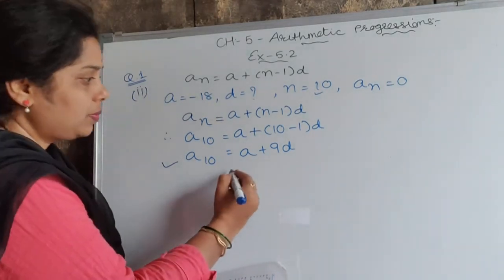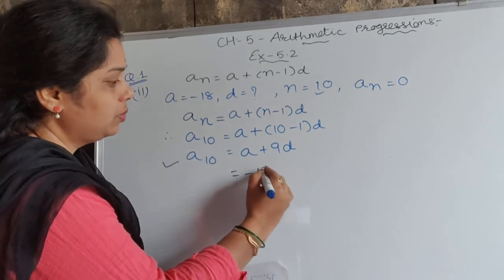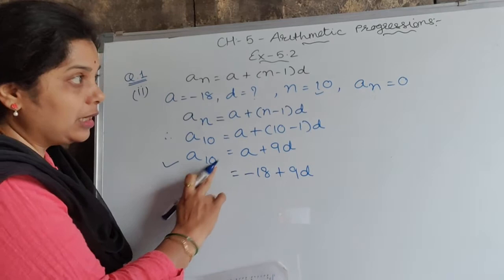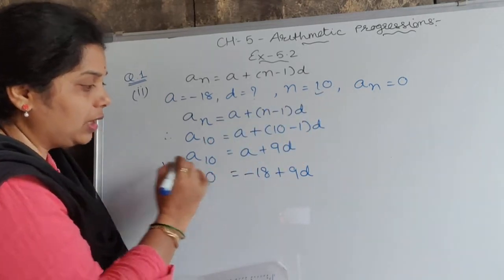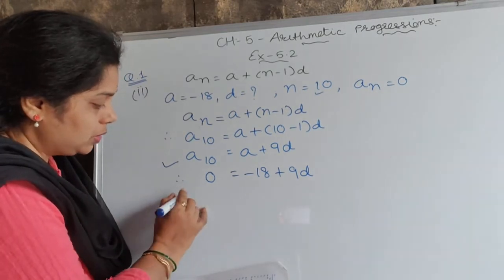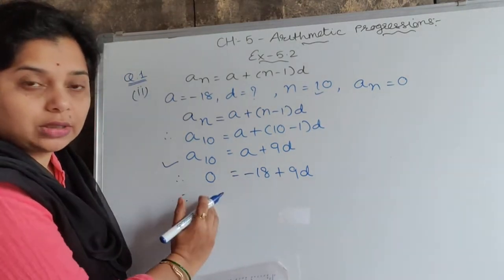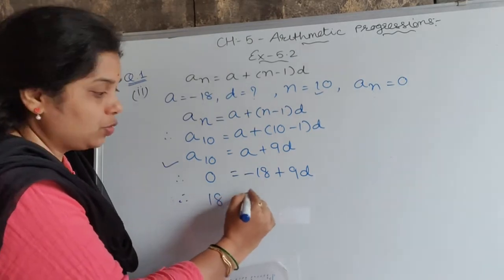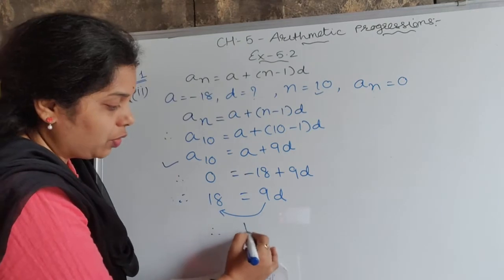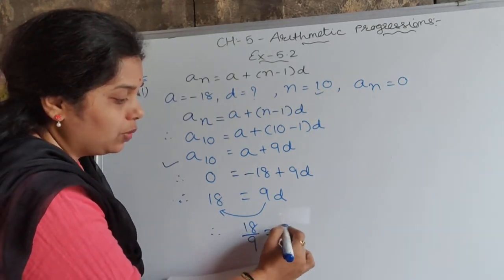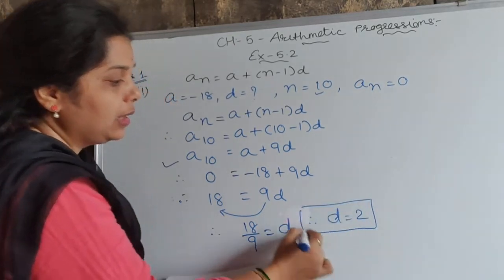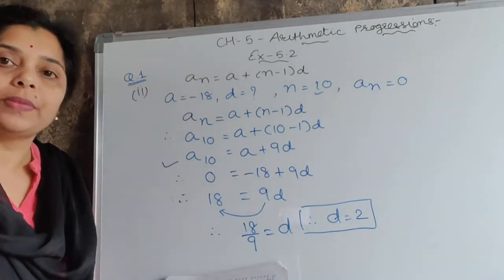Now here we are going to substitute the value: 18 plus 9 into d. And the A10 value, the an value, is given, it is 0. Now, if we take this minus 18 to the other side, it becomes plus 18. So plus 18 is equal to 9d. This 9 goes to the other side, therefore 18 by 9 is equal to d. And therefore d is equal to 2. Like this we can find the answers.